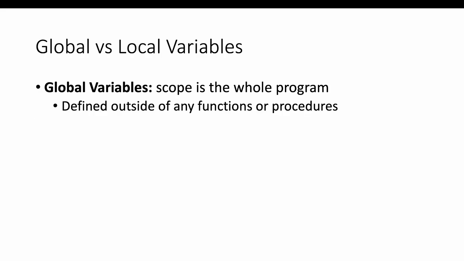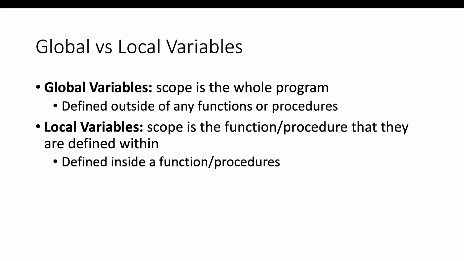In a couple of videos we're going to look at global and local variables, but just to give you an idea right now: global variables are defined throughout the entire program, so we say the scope is the whole program. We can use those wherever we want in our program. Local variables are only defined inside the function or procedure that they're created in. So let's look at what that means.